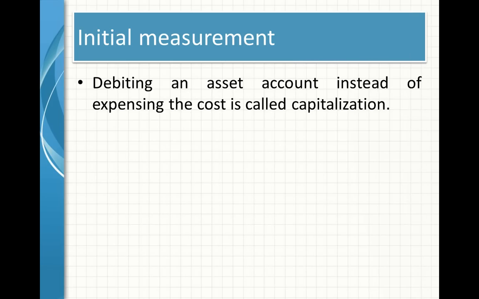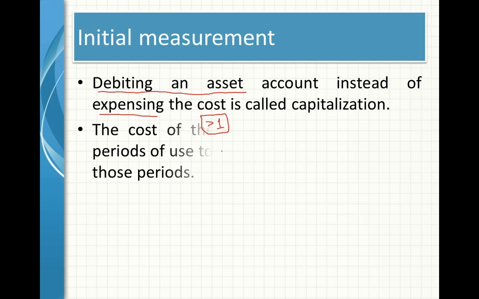Right. So debit the asset. Do not expense when the benefit is greater than a year. Even if you take a Xerox machine, photocopier, the benefit is greater than a year. So therefore, the amount which you pay on purchasing a photocopier or Xerox machine is to be capitalized rather than expensed. Capitalization means recording it as an asset so that you will have depreciation.